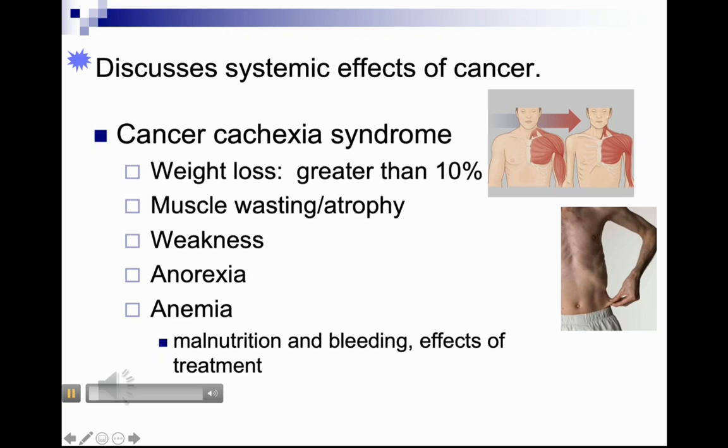Systemic effects of cancer can include cancer cachexia syndrome, as outlined here. And this is seen most often with cancers of the GI tract. Notice the amount of muscle atrophy and the loss of subcutaneous tissue. Weight loss greater than 10%. That's unintended weight loss, greater than 10%.